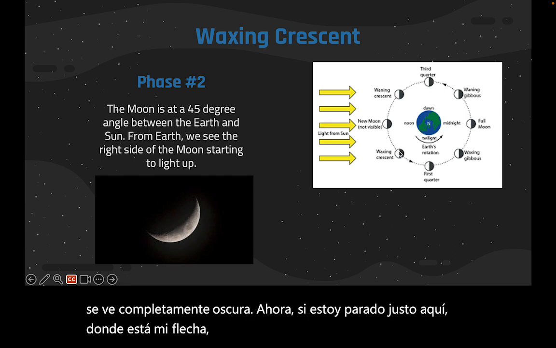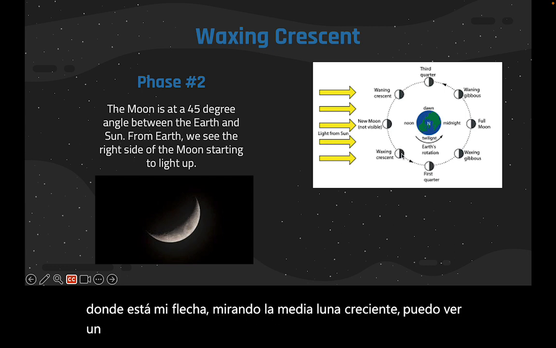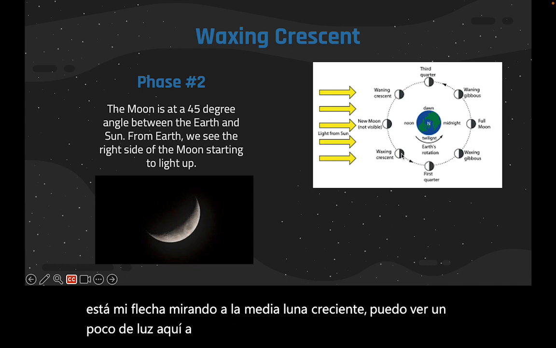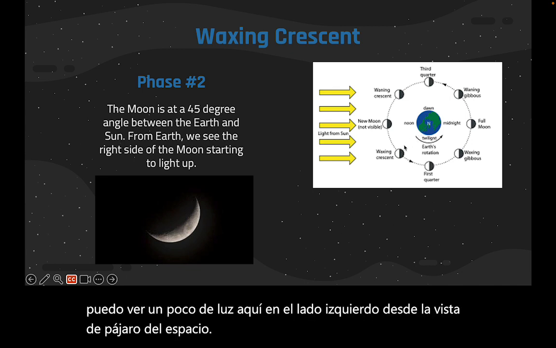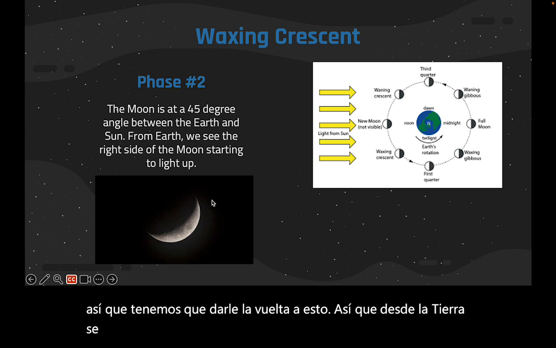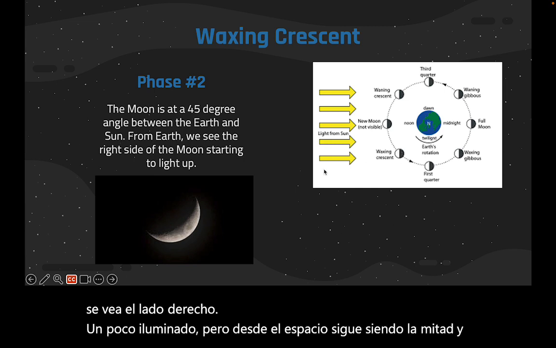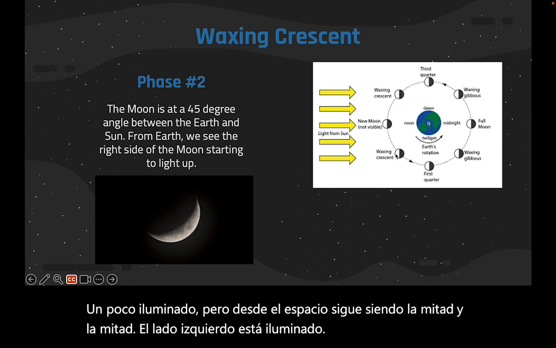Now if I am standing right here where my arrow is and I look at the waxing crescent, I can see a little bit of light here on the left side from the bird's eye view of space, but I'm on the upside down part of Earth, so we have to flip this. So from Earth, you see the right side a little bit lit up, but from space, it's still half and half. The left side is lit up. And this is called the waxing crescent.